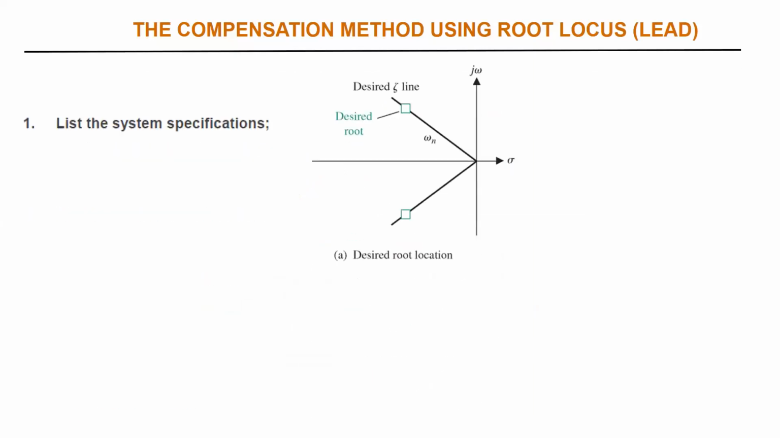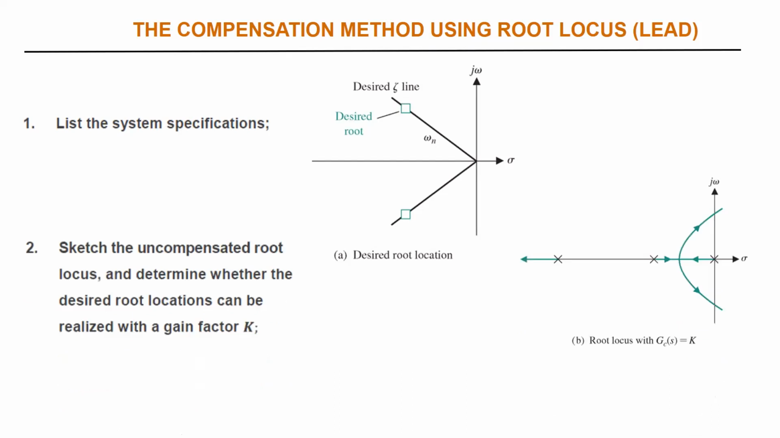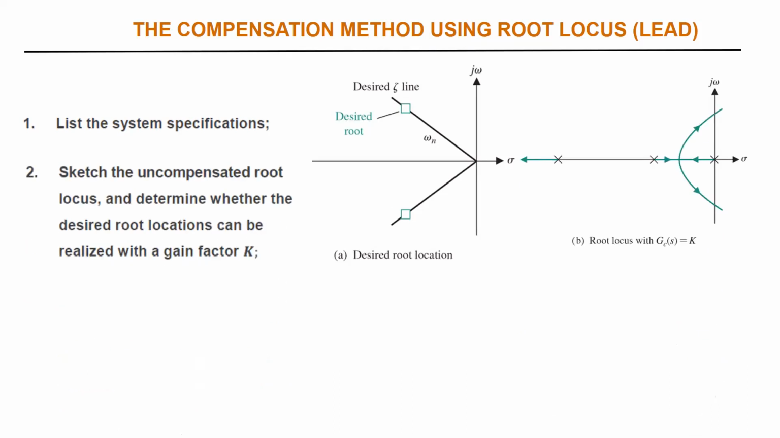Suppose you have a system and you translate the specification into a pair of complex conjugates. You locate the pair of complex conjugates in the S-plane. Then the first thing you will do, you sketch the uncompensated root locus. If it passes through those desired poles, then you are done. There is no need. Pure K can do the job.